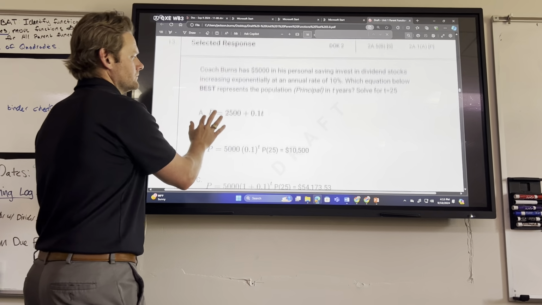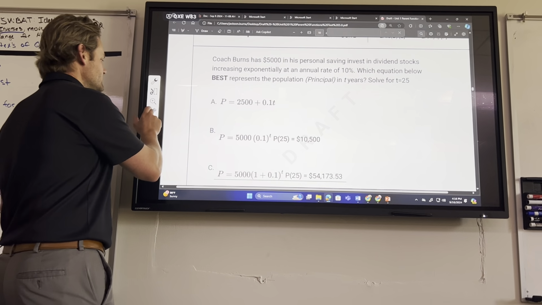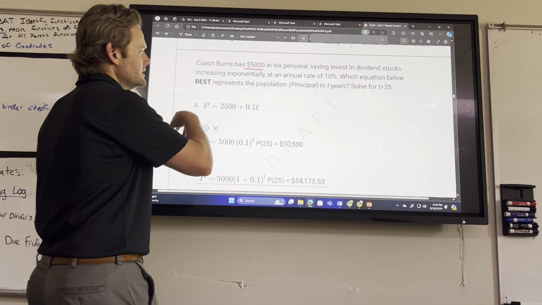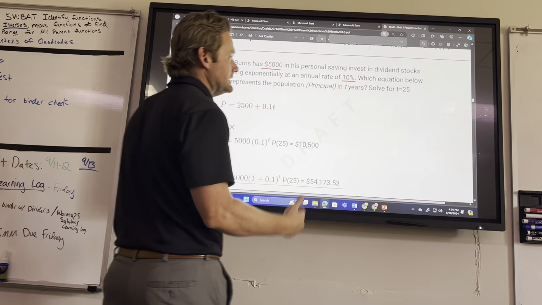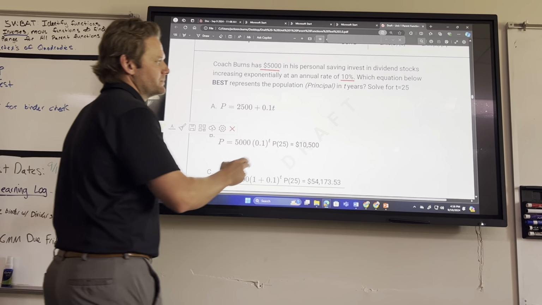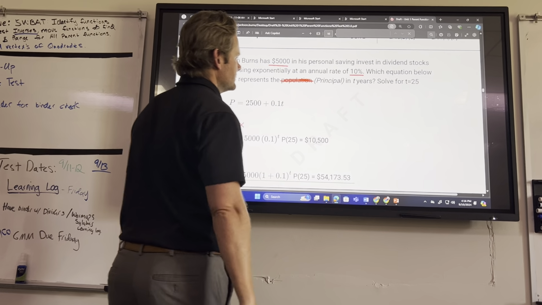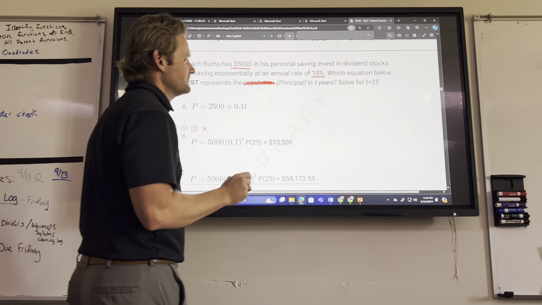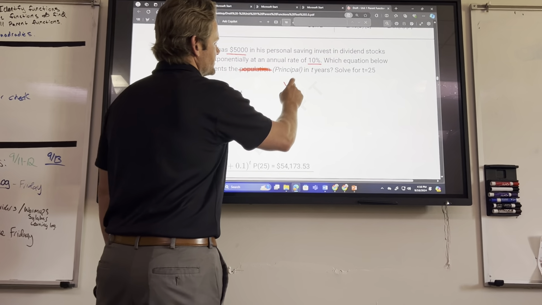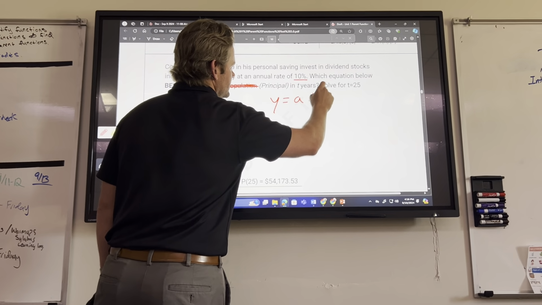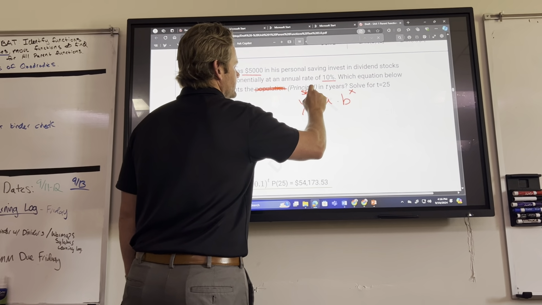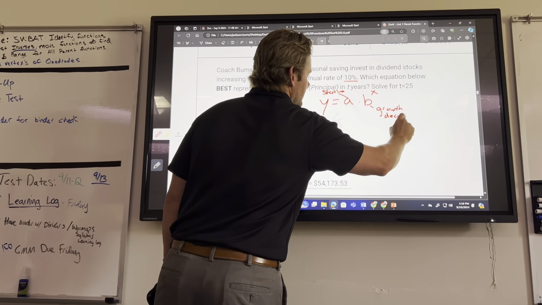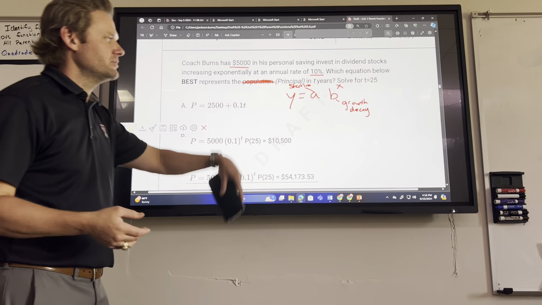All right. So now just plugging in formulas into an exponential growth equation. I have $5,000 in my personal savings to invest in dividends, increasing exponentially at a rate of 10% a year, hopefully. Which equation below best represents the principal in t years? Solve for t = 25. All right, the exponential equation is y = a times b to the x, where a is your starting value, b is your growth factor or decay factor. If my b is greater than 1, it's growth. If my b is less than 1, it's decay.